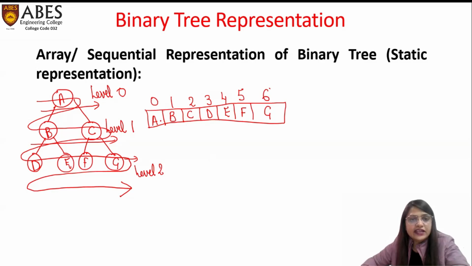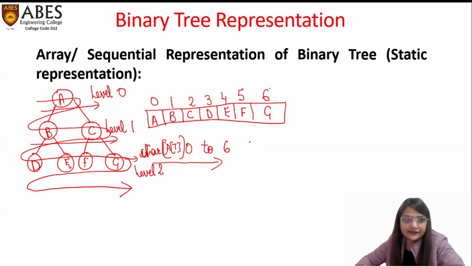In total, how many elements are there? 1, 2, 3, 4, 5, 6, 7. And the array index will be from 0 to 6. For the 7 elements, if I want to store all these elements, then there will be an array A of size 7. Okay. This will be the method for defining it. Okay. 0 to 6.